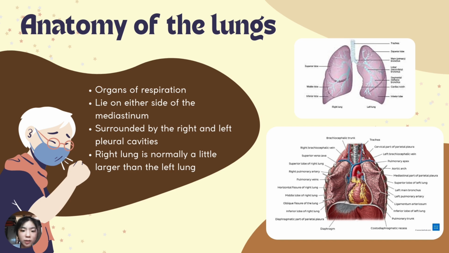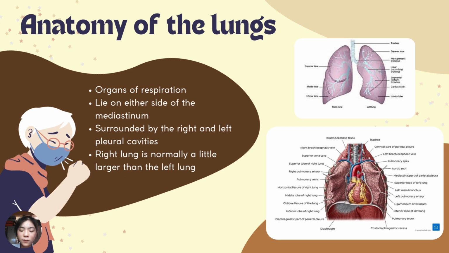Furthermore, the lung is surrounded by the right and left pleural cavities. The right lung is normally a little larger than the left lung because the heart takes up some space on the left side of the chest. In addition, the right lung has three lobes, which are the inferior, superior, and middle lobes, while the left lung has only two lobes, which are the superior and inferior lobes.